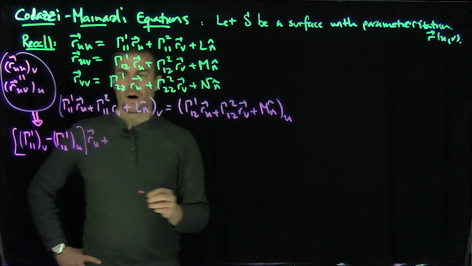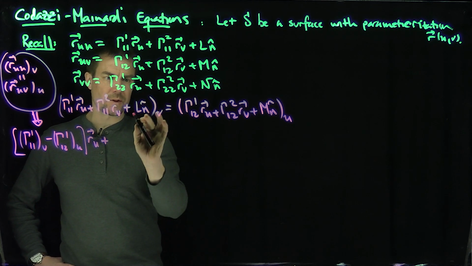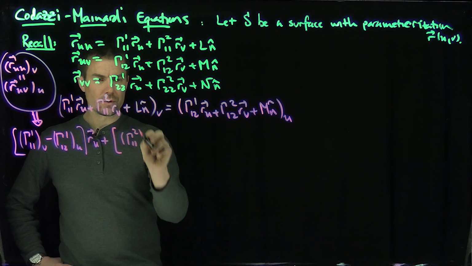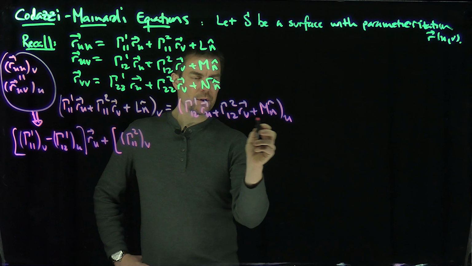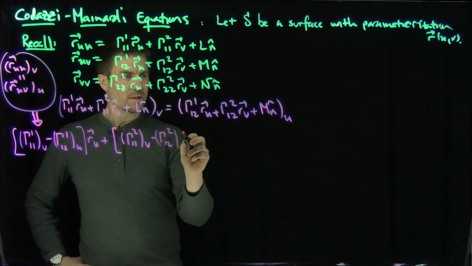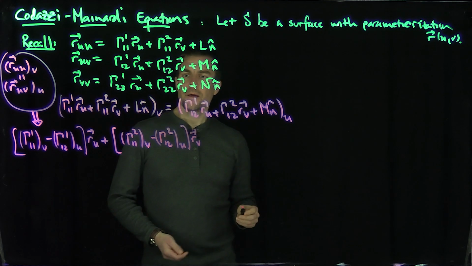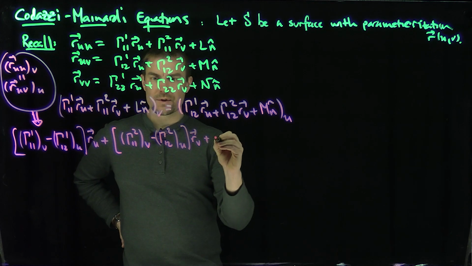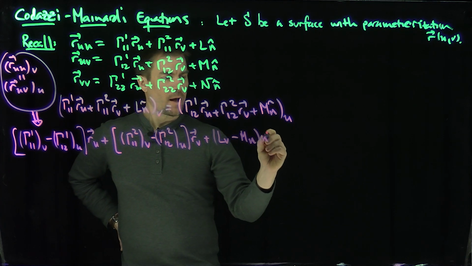Now let's look at the R_V term. I'm going to forget about the n derivatives for a second. I'm going to have gamma 1,1,2, the v derivative, that's going to be an R_V term. And then the R_V term on the other side is a u derivative of this thing, so minus gamma 1,2,2, the u derivative of that. Those are going to be my R_V terms. And then what are the n terms going to be? That's going to be L_V minus M_U times n hat, okay?